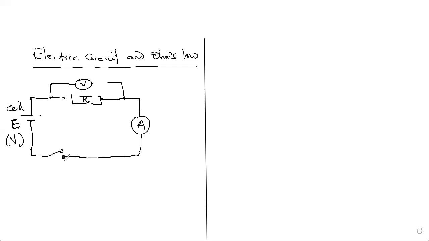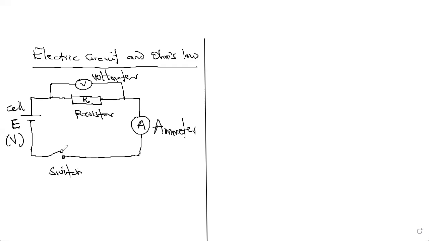Now, this is an open circuit if this switch is open. That means current will not flow. This ammeter will not read anything. So this is an ammeter. Let me label them. This is a voltmeter. This is a resistor. And this is a cell. And this is a switch.